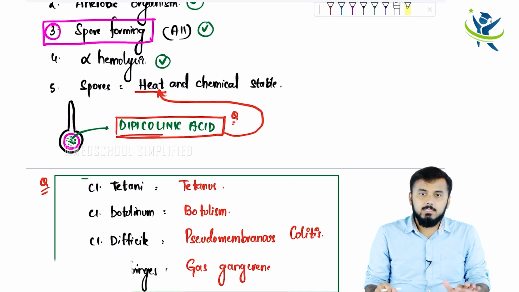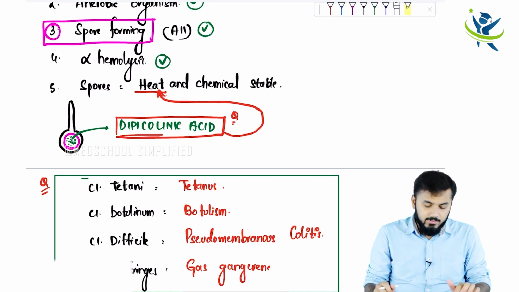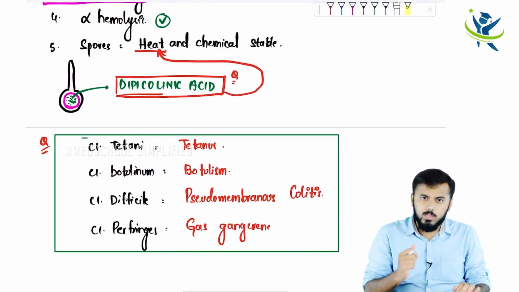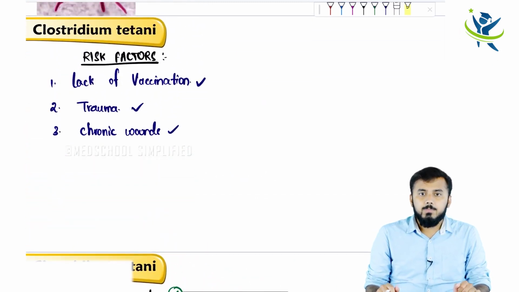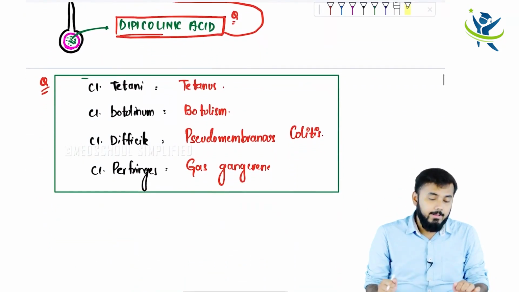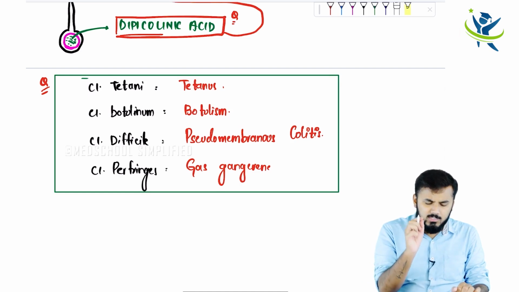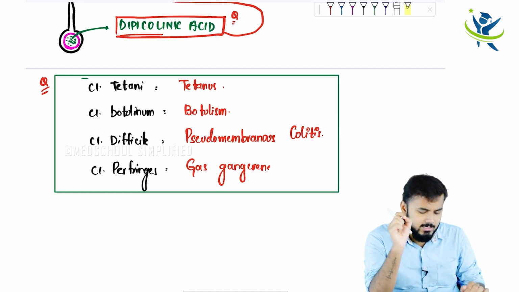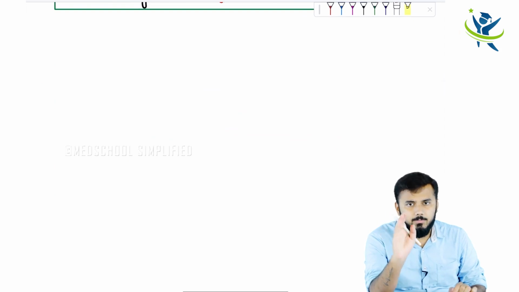We discussed the properties of the bacteria, we discussed the structure of the bacteria, we even discussed the diseases that are caused by all the Clostridium species, and we have also discussed the risk factors. Now, we should discuss how this bacteria enters into your body and causes tetanus. One little definition of tetanus: what is tetanus? Tetanus is nothing but sustained muscle contraction. All of you know that.